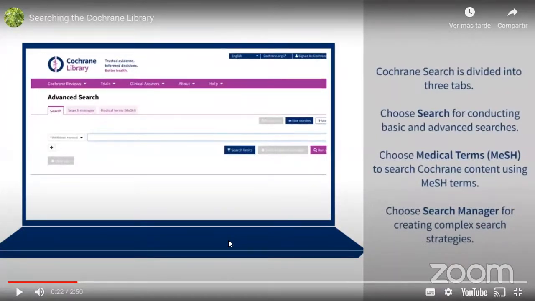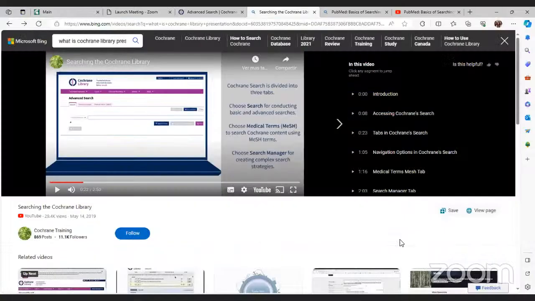I'm gonna copy the link in the chat, and you guys can watch it. It walks you through how to do the search, how to do the advanced search, how to do the medical terms. Because I don't know how to share the sound, but it's on the internet, and of all the videos that I searched, this one was the most self-explanatory.